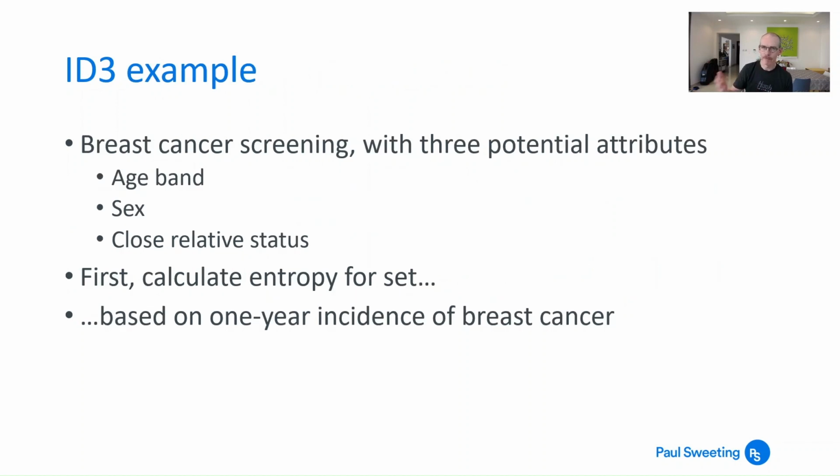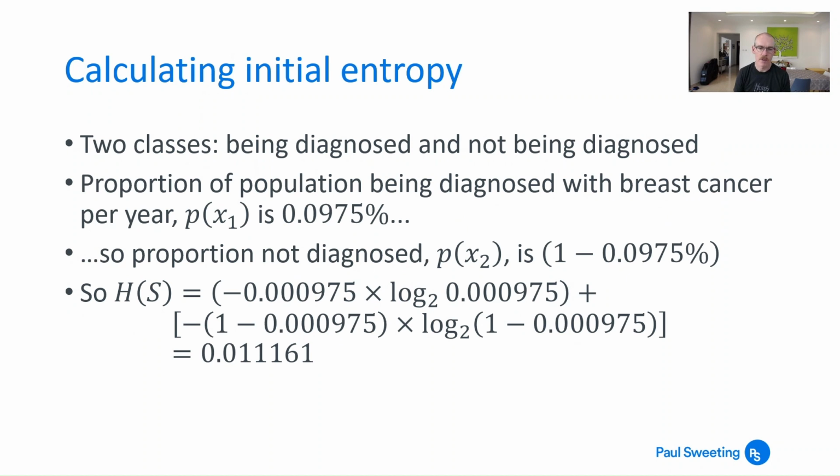So here's an example using the data that we had before. So breast cancer screening, you've got 3 potential attributes: age band, sex, and close relative status. So the first thing you want to do is calculate the entropy for that whole set. So this is your starting point of the entire population, based on the 1-year diagnosis probability of breast cancer. So you've got 2 classes, being diagnosed and not being diagnosed. And the proportion of the population being diagnosed with breast cancer each year is P(x1), which is 0.0975%. So the proportion not being diagnosed, P(x2), is 1 minus this.